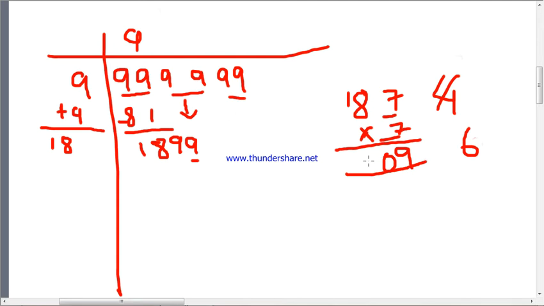I hope I have not made any mistake over here. 7 into 7 is 49. 56, 56 plus 4 is 60. 7 plus 6 is also 13. So 1309.